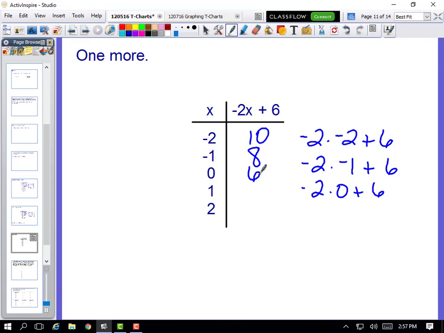So what are we doing here? We're actually decreasing by 2, or subtracting 2. Okay, so subtract 2 from 6, you get 4. Subtract 2 more, you get 2. And that's how you evaluate expressions using a t-chart.